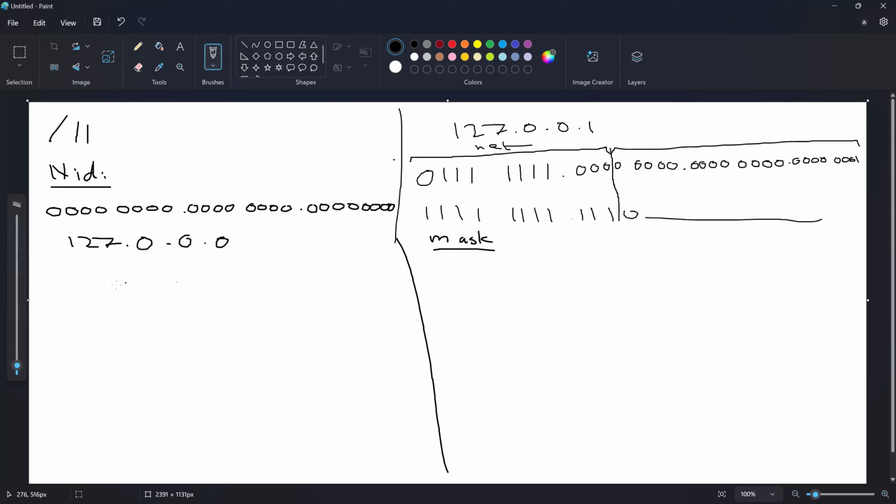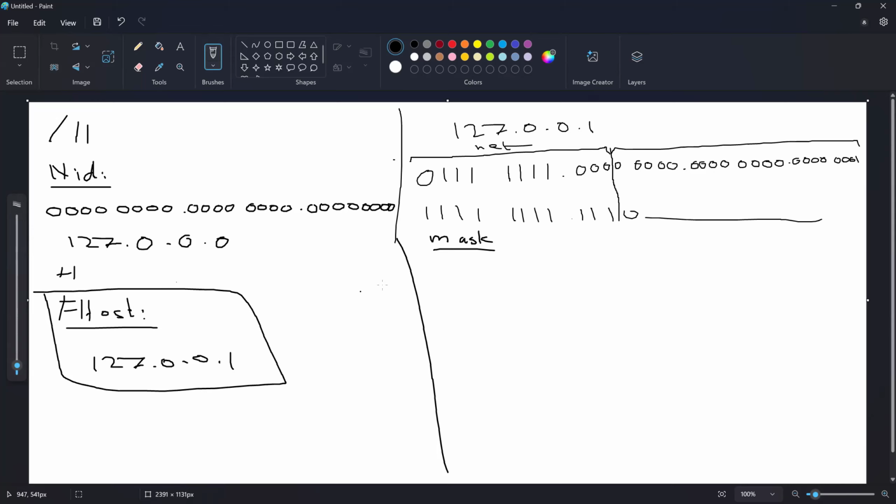And in order to find the first host, all we have to do is add 1 to the network ID. So the first host can be, well, not can be, it is 127.0.0.1. And thus you have the first host. Now for the broadcast ID.